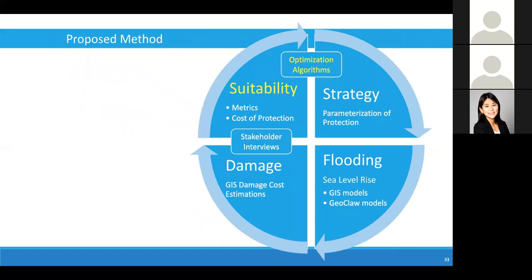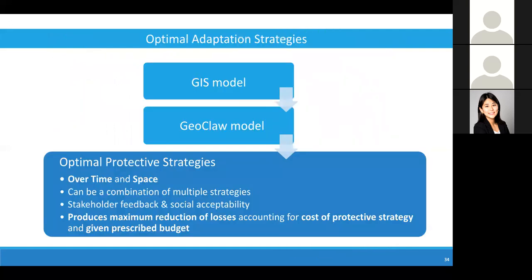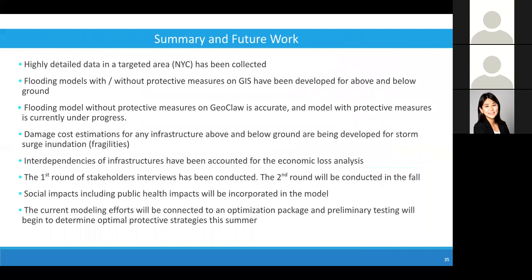Based on those, eventually we will find the optimal strategy. To find it, we start with a GIS model, and then to fine-tune the optimal strategy, we will use the GeoClaw model. Here, the optimal protective strategy is over time and space, and it gives the maximum reduction of losses given a prescribed budget. This is our summary of the work and future work. Thank you very much for listening.